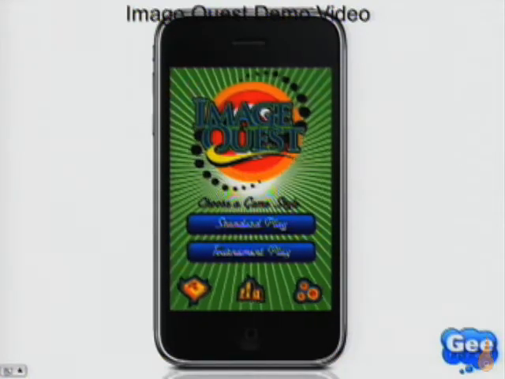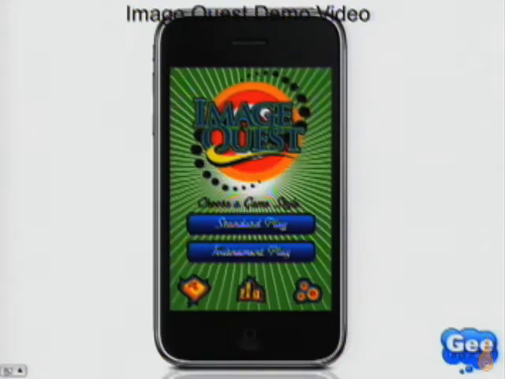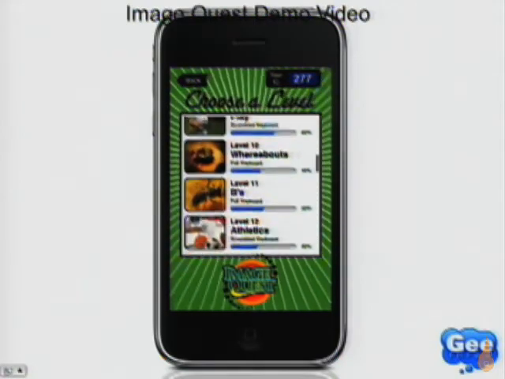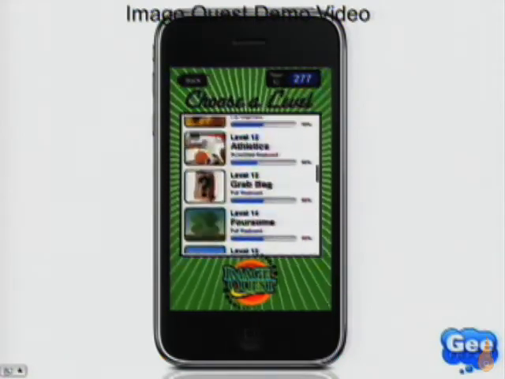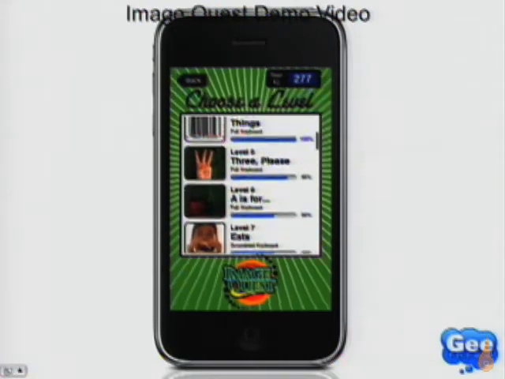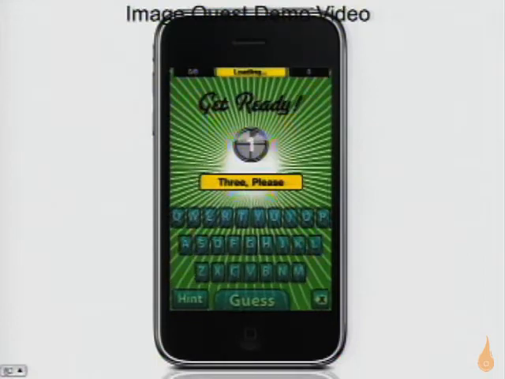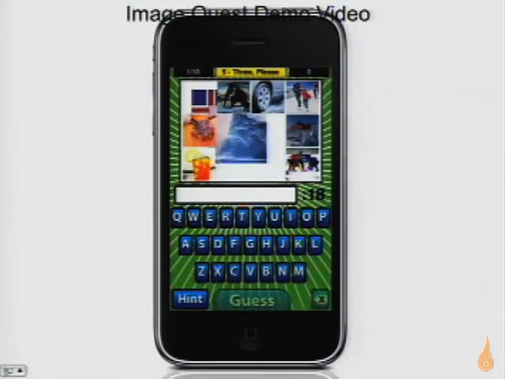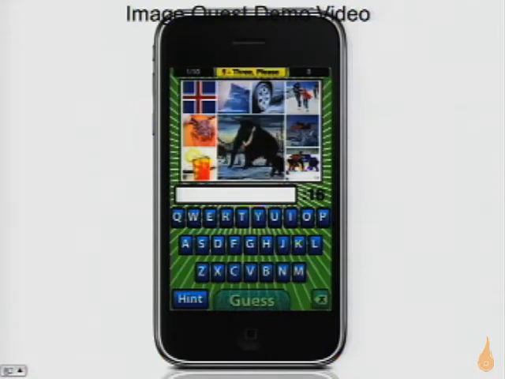So the game has two modes: a standard play where you play against yourself, or a tournament play where you play against others. There's over 30 levels of play, a total of over 500 puzzles. In total, I think there's over 8,000 different images. We licensed a whole big library from Getty Images to include on here.